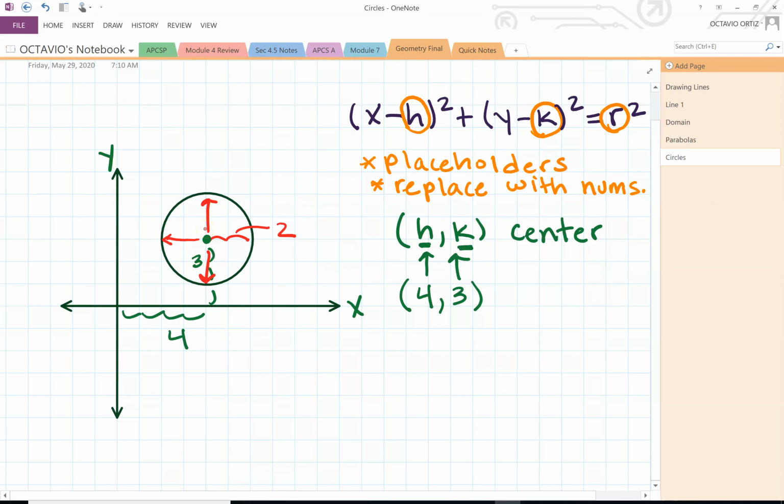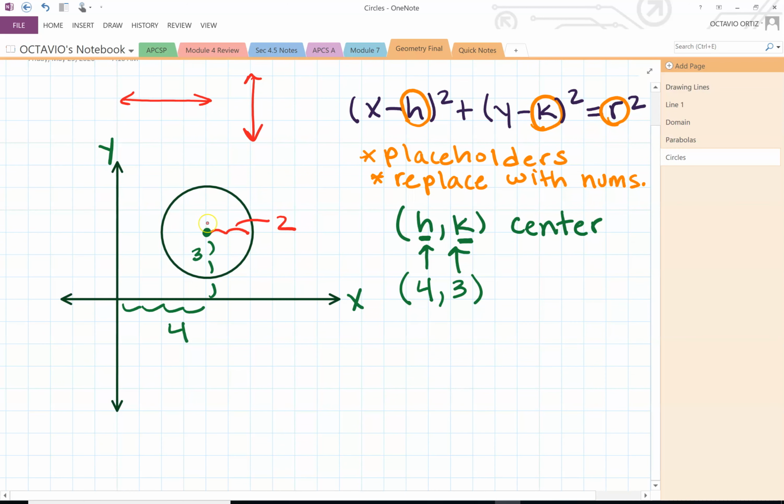Now, what is important is that you go either horizontal, that means sideways, or vertical, that means up and down. Because when you go sideways or up and down, you can count the number of squares straight. So right here, if I go from the center up, that's 1 square, and then that's 2 squares, and so the radius is 2.